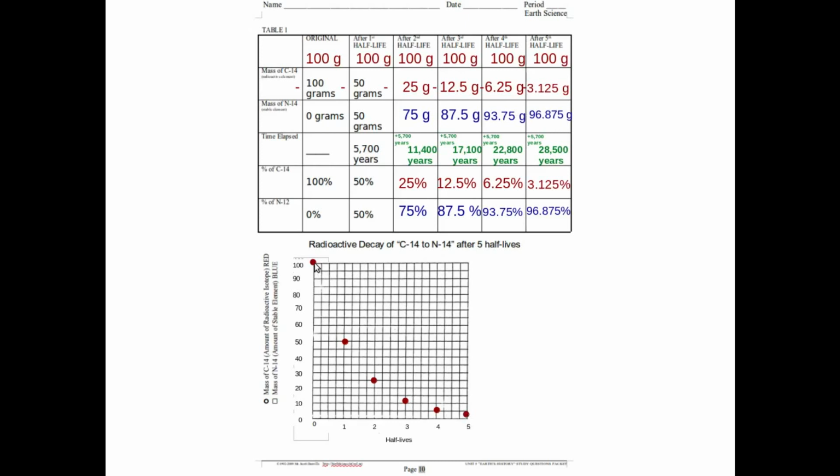So what we have here are the decreasing amounts of carbon-14 over time. In this case, 28,500 years, or 5 half-lives. Now, to actually illustrate this a little bit better, you might want to create a line, and you should, from each point to show how this change over time is a line.